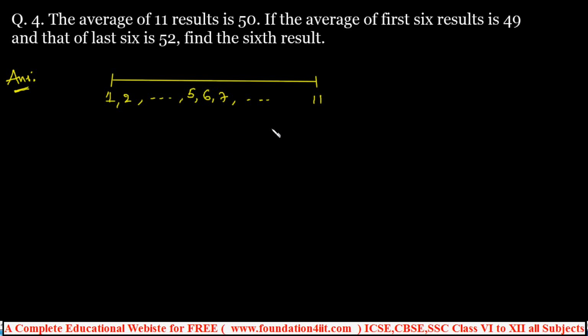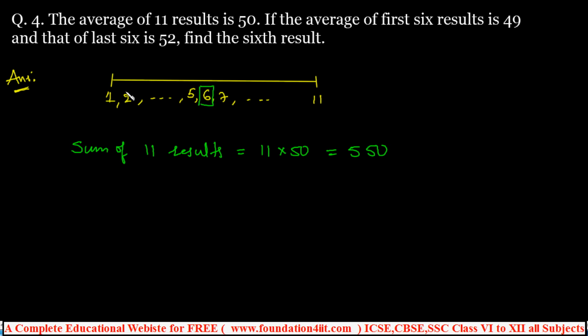So the total sum we can find out because the average of 11 results is 50. Step by step, the sum of the 11 results we can find out, because sum is nothing but average into number. So 11 is the number, and the average is 50. 11 into 50 is 550. If you add the 11 results, 550 will come. In that, I need to find out exactly the 6th result.